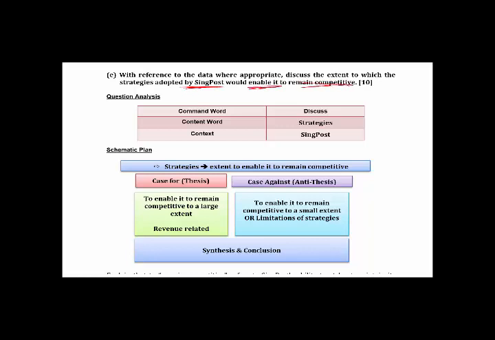So what were some of these strategies that they actually adopted? You need to go back to your extract and pick them out from there. Then we want you to make use of your understanding to help us identify whether these strategies allow it to remain competitive or not. So the command word here is discuss, which is two-sided. That means it has allowed it to remain competitive, or it has not. So that's the case for and the case against. Context here is simple: the strategies that they use.